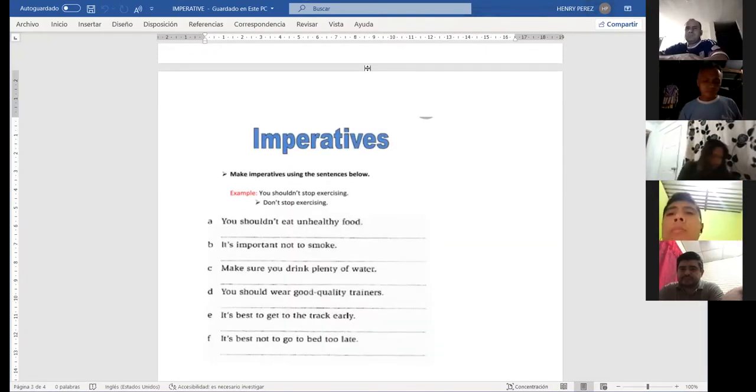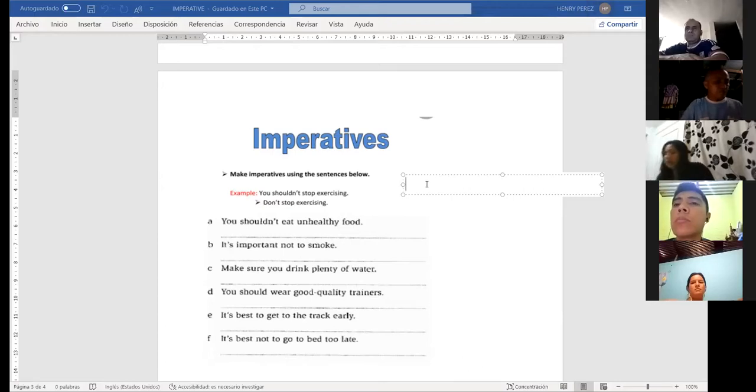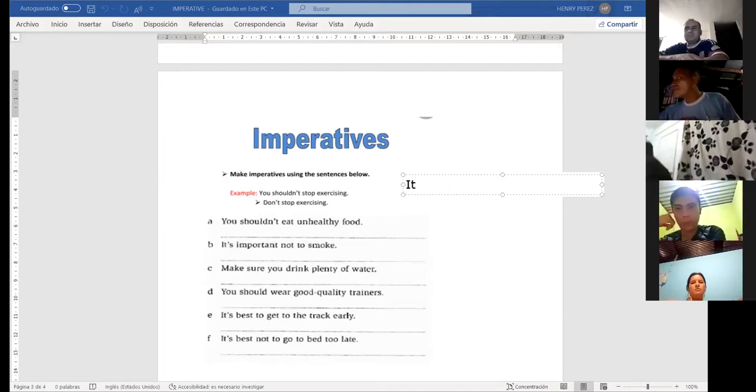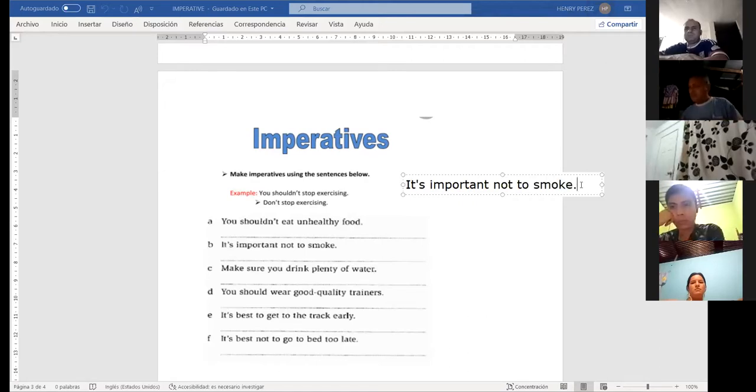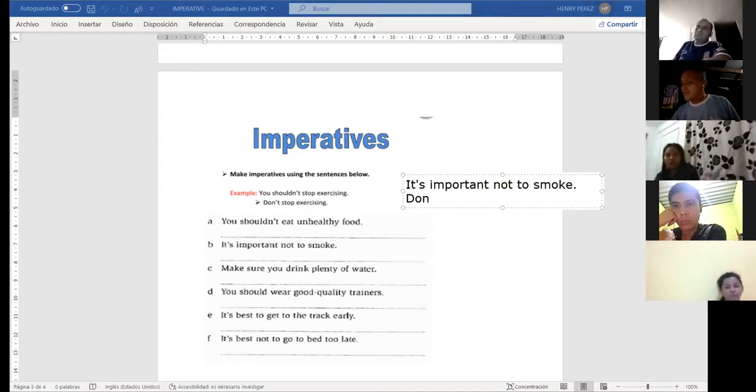I want to tell you that. On letter B, it says it's important not to smoke, right? So, remember the structure. Ayer les había dicho la estructura, right? Primero verificamos si es negativo o no. Muchos sí lo determinaron que sí, por lo que vemos aquí que hay un negative. So vamos a utilizar el don't. Don't. No el doesn't, no el didn't, don't. Esta es la única que yo les he enseñado.